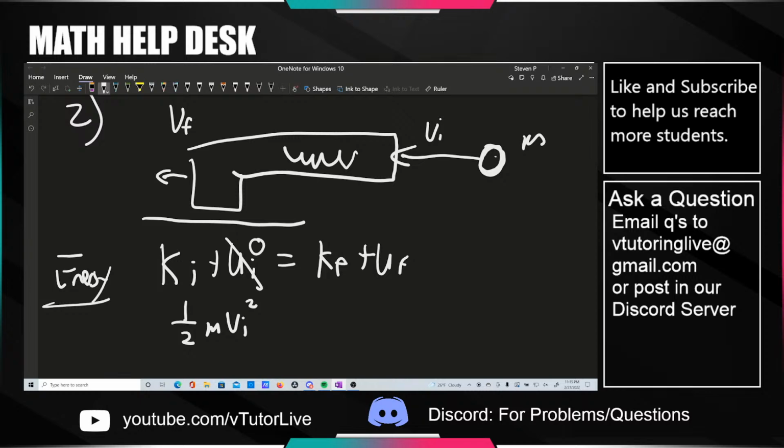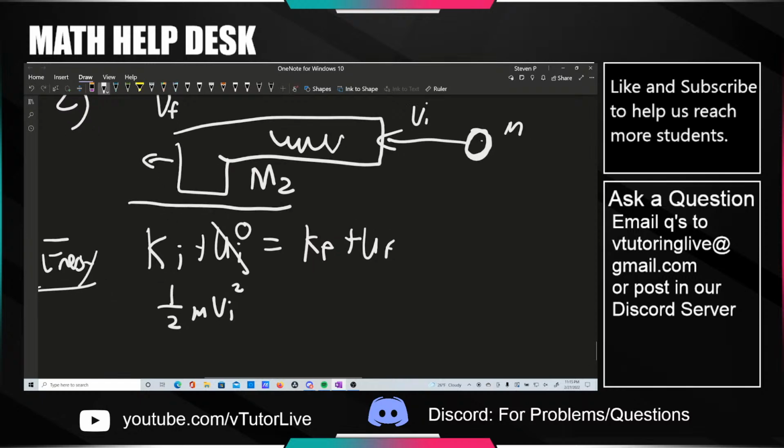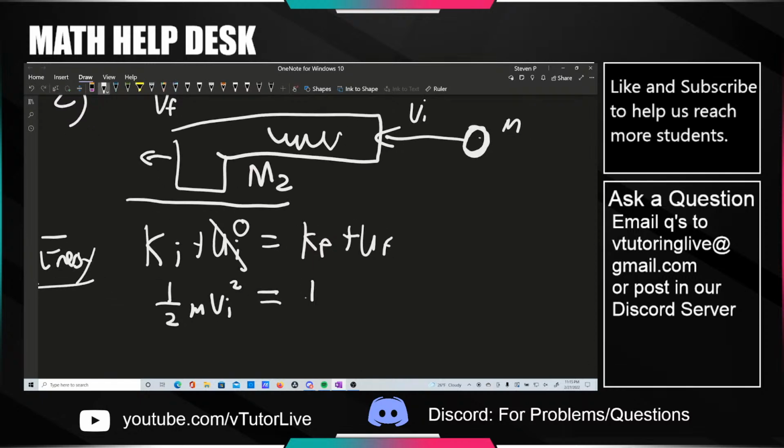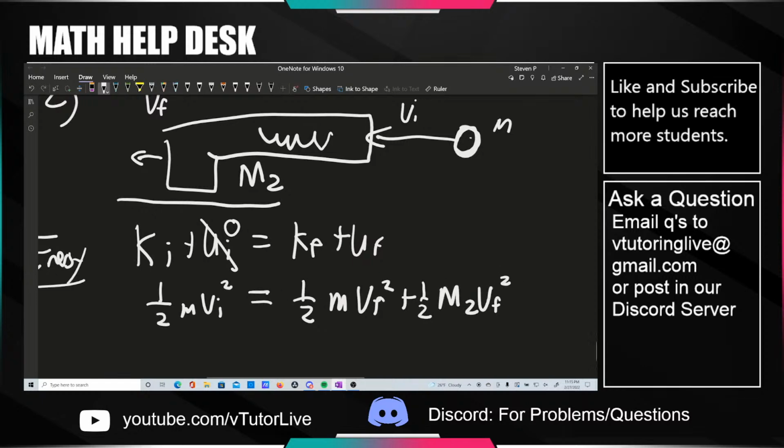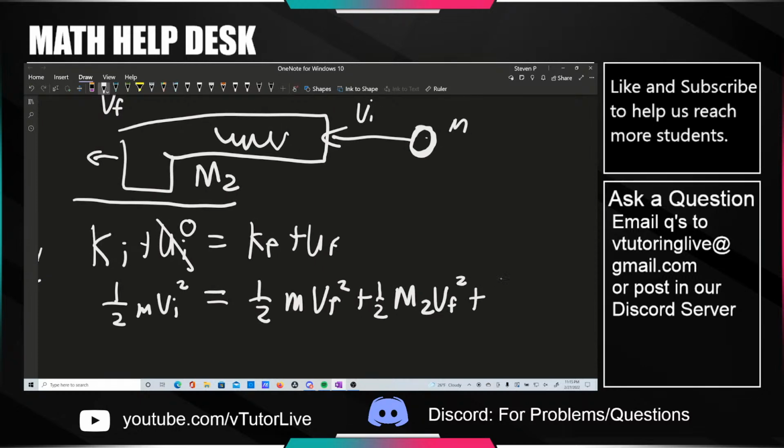They tell you what little m is, that's the ball. They also tell you big M is the mass of the gun, maybe I'll call that big M2 just to make it clear. But that's going to be equal to 1/2 times m times VF squared plus 1/2 times big M2 times VF squared plus 1/2. Do they tell you the spring constant?